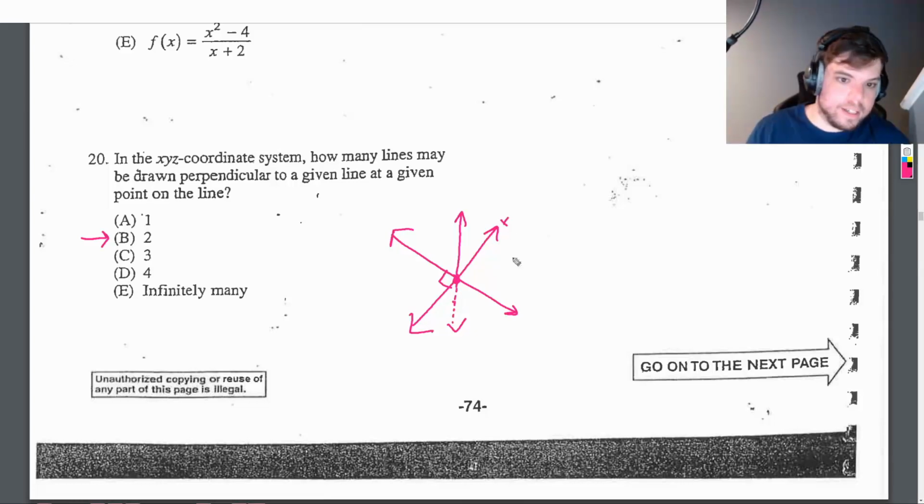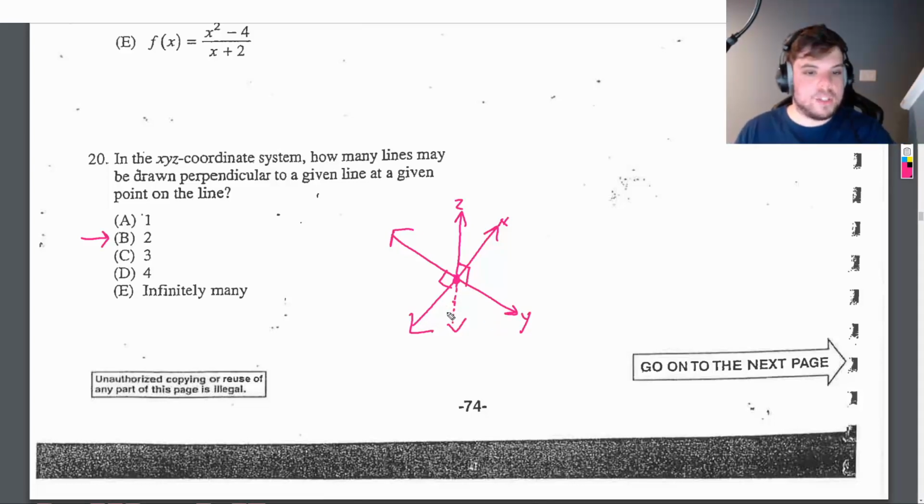So you have maybe your x-axis, your y-axis, and your z-axis coming off the page, sort of. In this way, these 3 lines are all orthogonal to one another. They're all perpendicular to everything. So the x-axis is perpendicular to the y-axis, the x-axis is perpendicular to the z-axis, the y is perpendicular to the z. They're all perpendicular to one another.